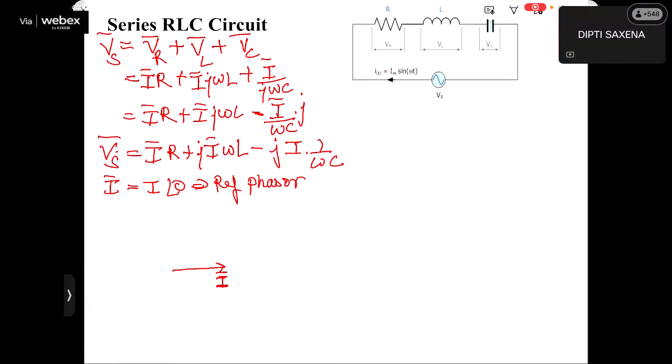Not able to change the pen. Some lag is there going.